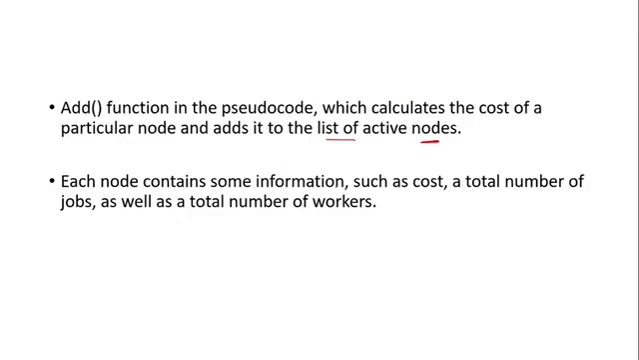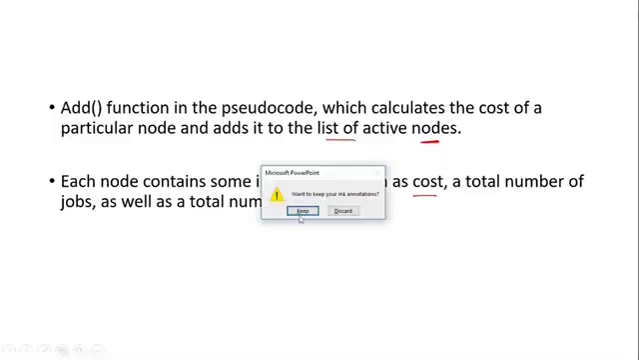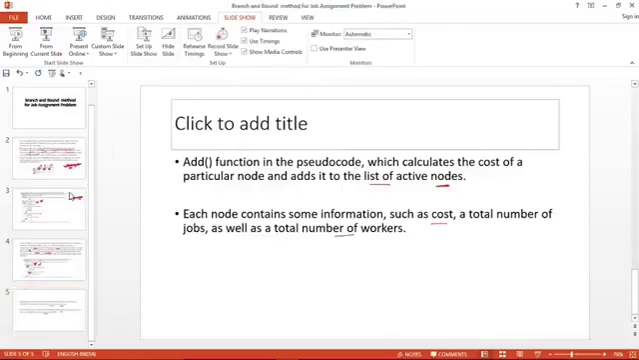Okay, and each node contains some information such as cost, total number of jobs, as well as the total number of work. So let's see. Let's take an example. Let's say we have 4 workers, corresponding to 4 jobs.